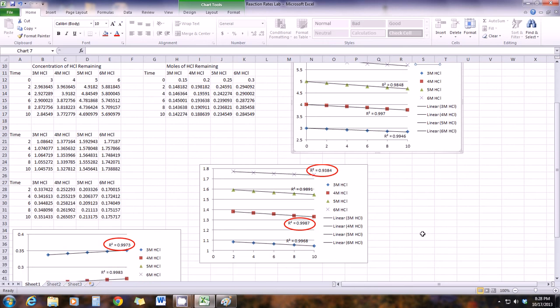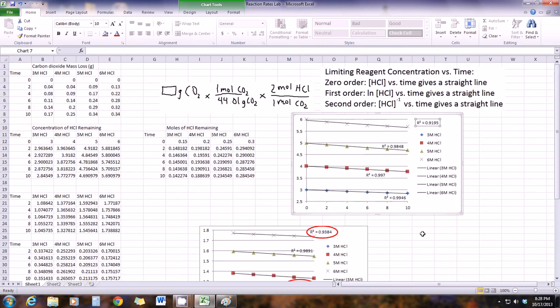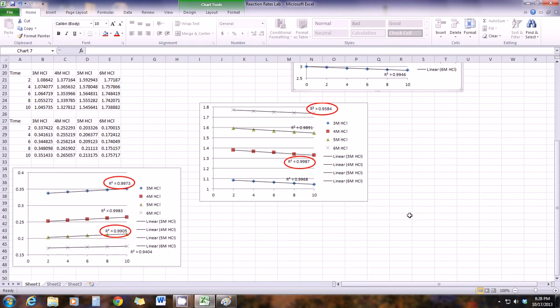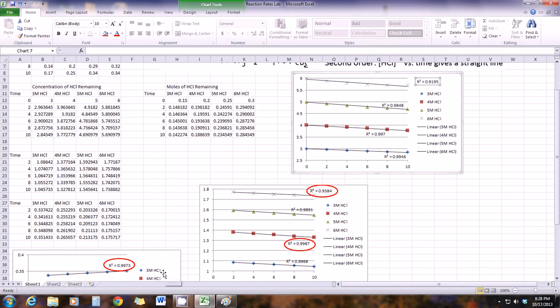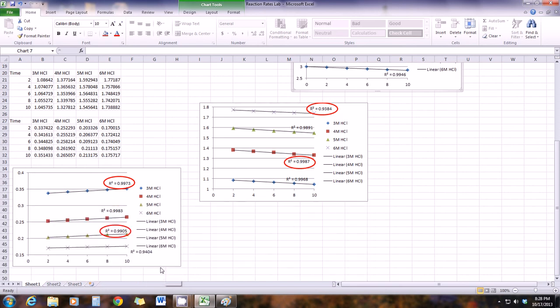But what I did for each concentration was, if you notice that in each case, the 6 molar is the purple, the 5 molar is green, the 4 molar is red, and the 3 molar is blue. I compared all of the R-square values, and the one that was largest is the one that's most like a line, basically.